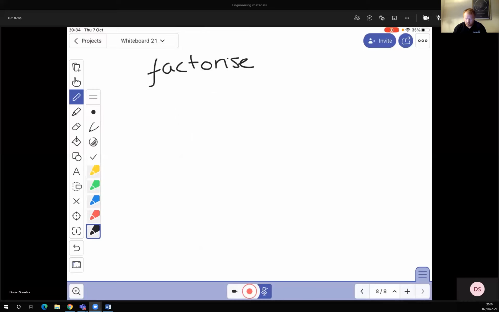Factorise or factorise fully? Okay. 1. X squared plus 5x plus 6. Okay, we're looking at that. We're obviously seeing a trinomial. There's three different terms: an x squared term, an x term, and a single number.